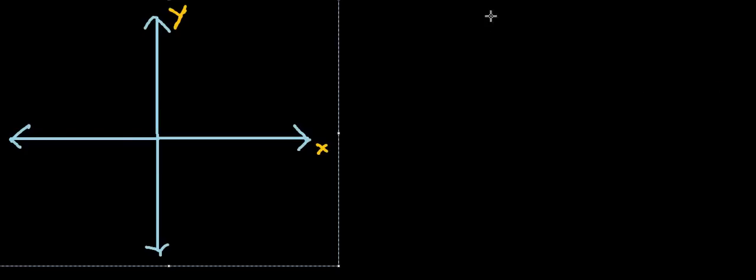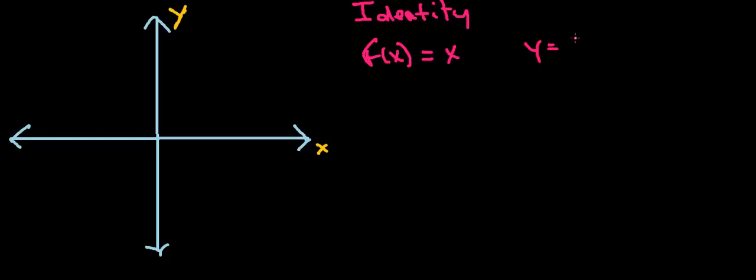Next, we have our identity function, which goes f of x is equal to x, or y is equal to x. And that looks like a straight line. It's like that.